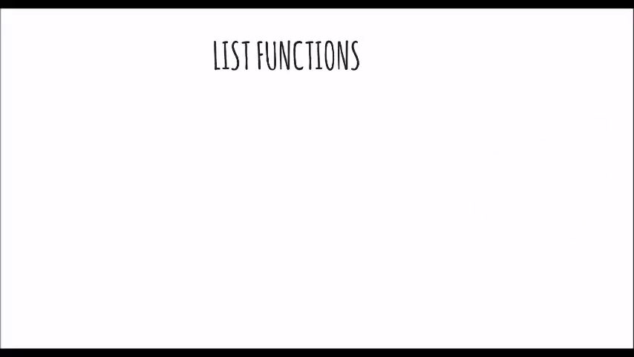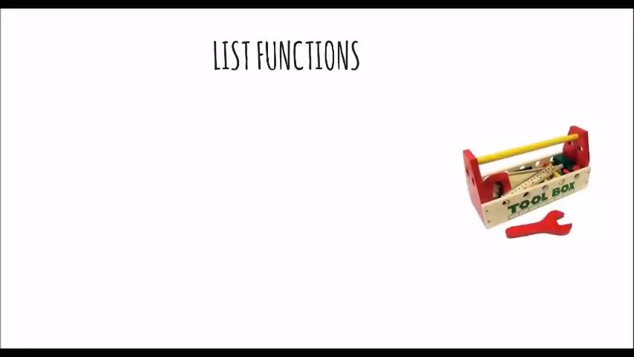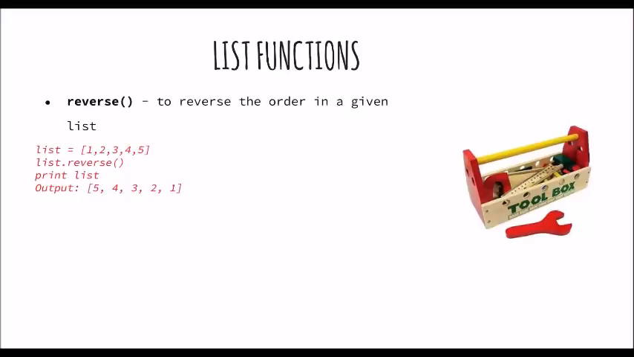List functions. Now let's learn some list functions, or you can say more tools, that you could use to manipulate lists and get the desired results. Here I'm going to explain to you some of the functions, but there's a lot to be explored. First, let's go to reverse. Reverse helps to reverse the order in a given list. So you have a list 1, 2, 3, 4, 5. And you do list.reverse and you print it, you would get 5, 4, 3, 2, and 1.